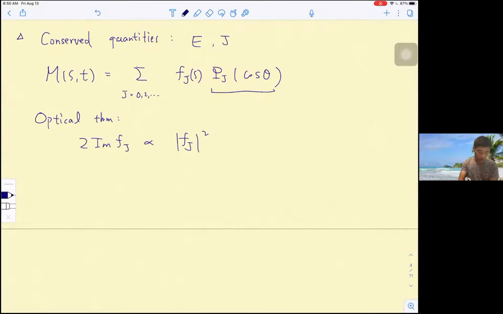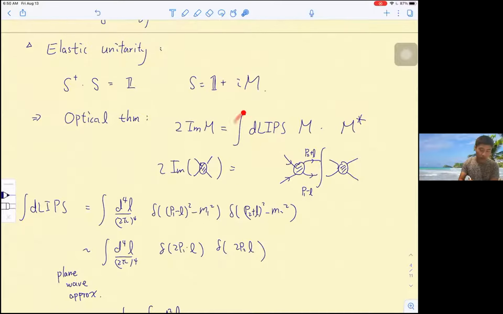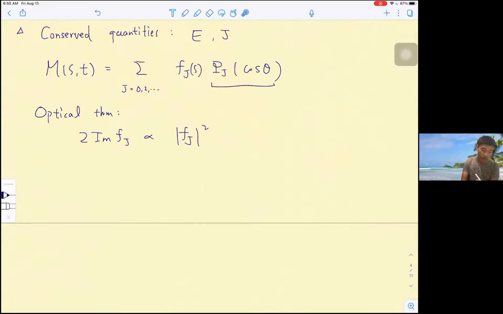There's some normalization prefactor, but the important part is that previously the optical theorem was in terms of a non-trivial phase-space integral. Now, since we diagonalize this phase-space integral in the partial wave basis, the optical theorem here is simply an algebraic relation. And the solution to this partial wave unitarity is simply that f_j is proportional to e to the i chi_j.